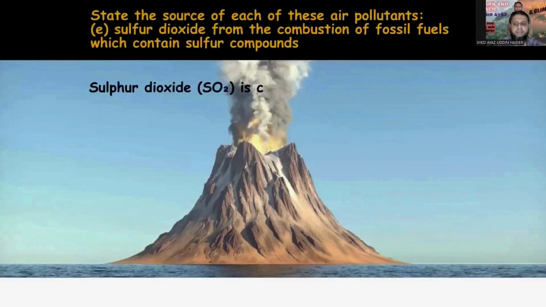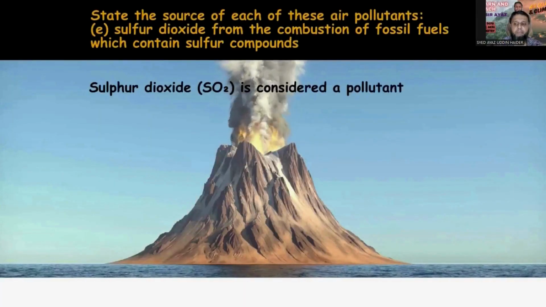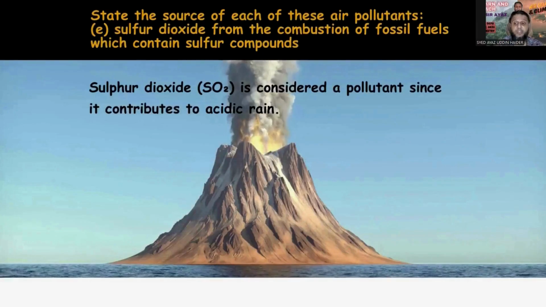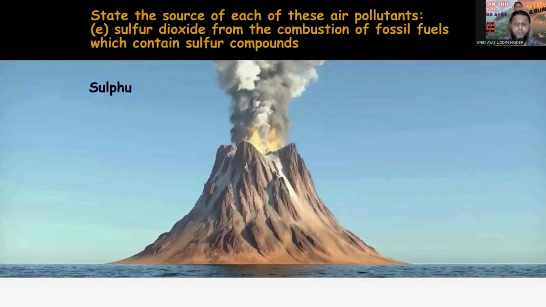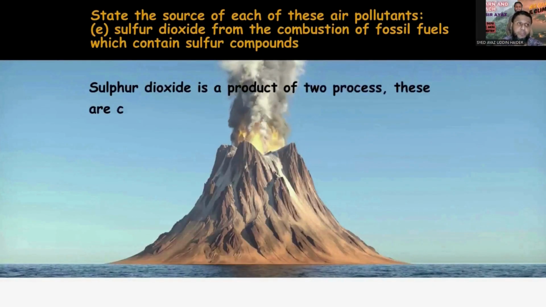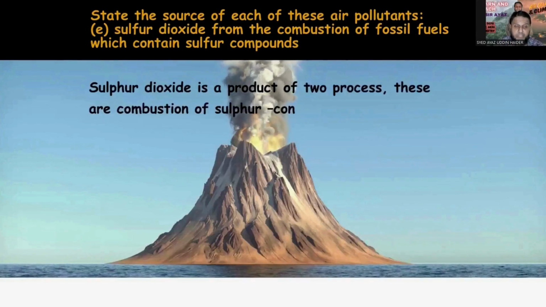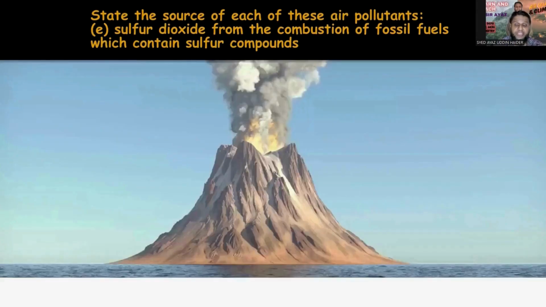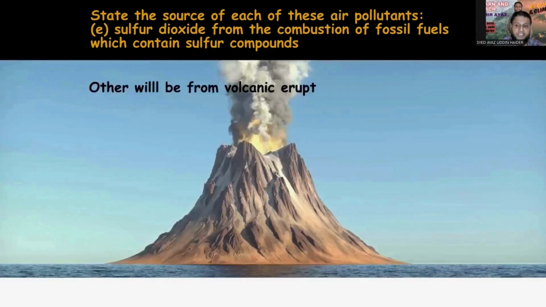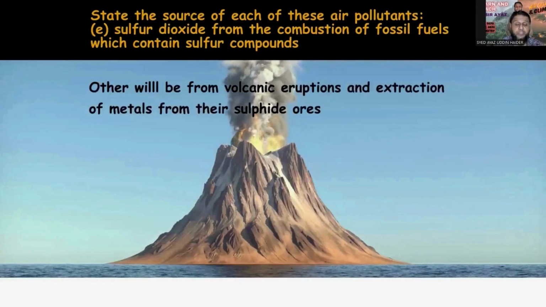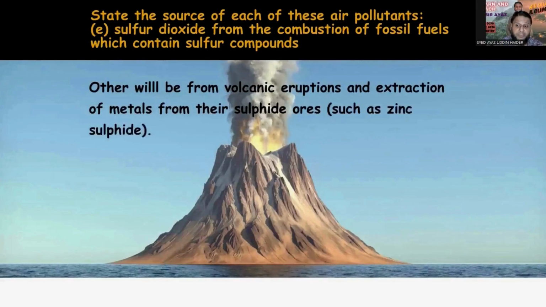Sulfur dioxide, SO2, is considered a pollutant. It's a non-metal oxide that contributes to acid rain. So how is it produced? Sulfur dioxide is the product of two processes. One is the combustion of fuels containing sulfur. The other is volcanic eruptions. It is also produced during the extraction of metals from their sulfide ores, such as zinc sulfide.